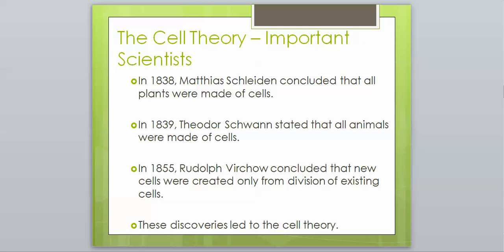In 1855, Rudolf Virchow concluded that new cells were created only from division of existing cells. That's one of those characteristics of life that we talked about. Being able to reproduce is a characteristic of life, and Virchow is the guy that came up with that. All of these discoveries together led to the cell theory.